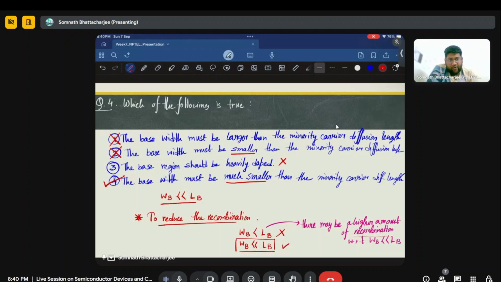So we need to avoid that as well, and also we need to take into consideration that it should be much lesser than LB as well. So there is a lower limit in this case, and we also have a higher limit. So we can't make WB as low as possible. Also from the fabrication perspective, we have a limitation, right? We can't make it arbitrarily small. So there's a fabrication limitation as well, and the basic limitation is the punch through effect.